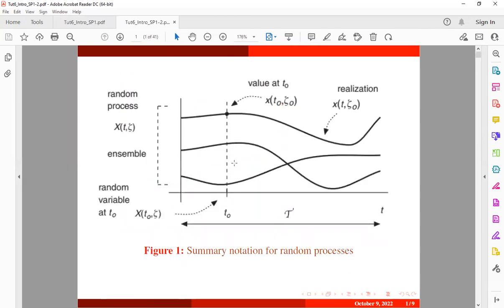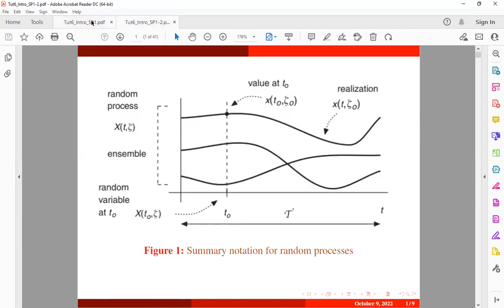So this is a sample function, okay? This is a notation of random process. So this line that you see here is a sample function. This is also another sample function. This is another sample function. A collection of sample functions is known as ensemble, okay?